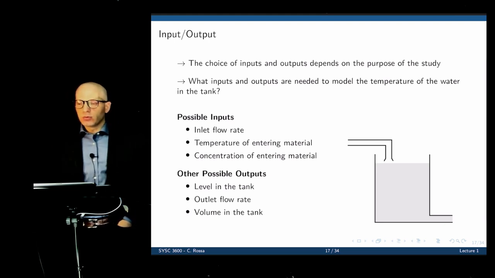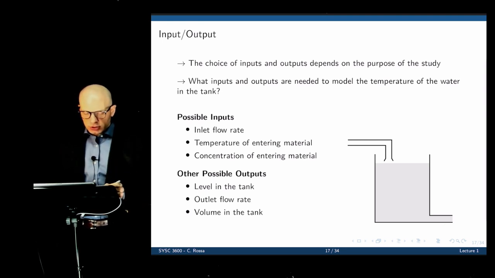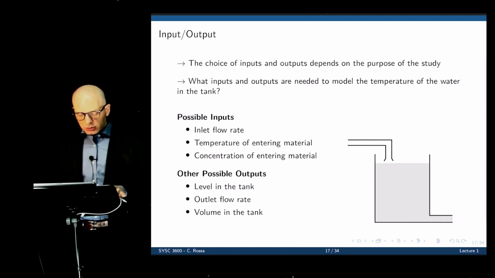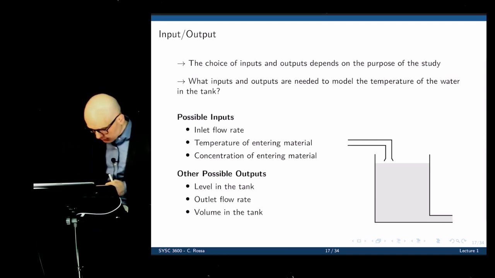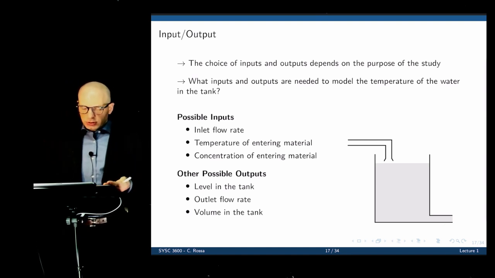To do that, we'll need some inputs and we need the model for the water itself. So possible inputs that we need to consider here, once we establish the differential equations that describe the volume and temperature of the water in the tank, we need to consider also all inputs going in. For this particular case, possible inputs could be the flow rate going into the tank, could be the temperature of whatever is coming into the tank, and could also be the concentration, the density of the material that is entering the tank. The output here could be the temperature.